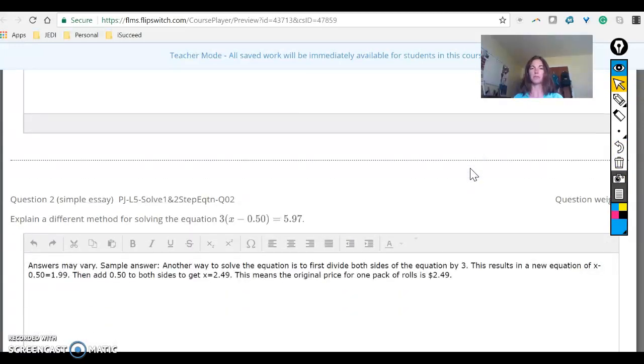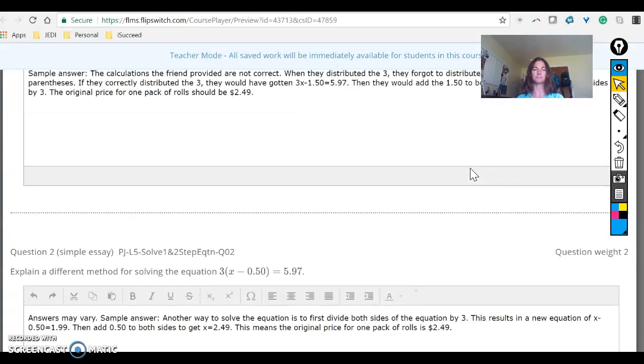Okay, if we go down to the next question, I like this because this is a really cool way of realizing that we could do this problem entirely differently and still come up with the same answer. So they ask, what's a different method for doing this? And if you have an equation like this, 3 times the quantity x minus 0.50 equals 5.97. If I am multiplying this entire quantity by 3, I can also divide this entire quantity by 3.